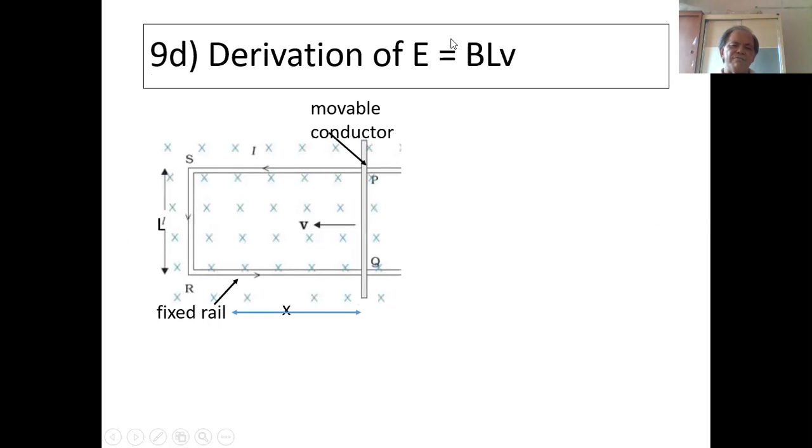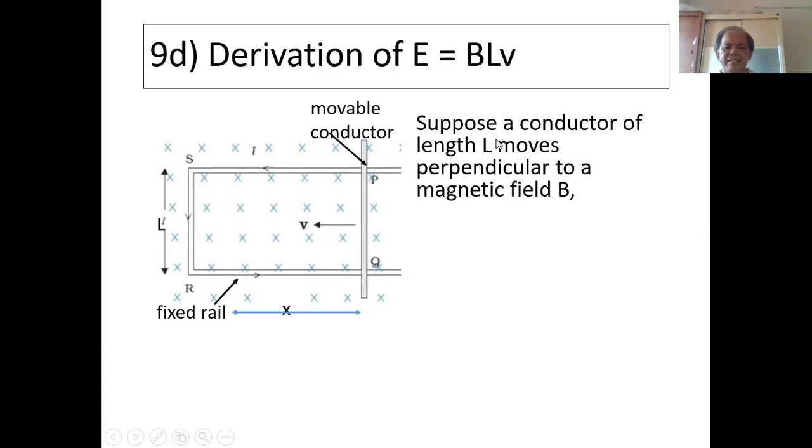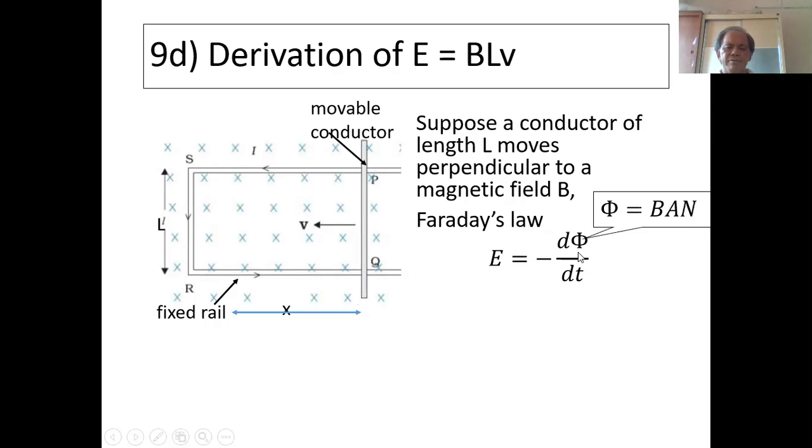Okay, let's now derive the formula E equals BLV. Suppose the conductor of length L moves perpendicular to the field. The field is going in. Remember, L is just PQ. You move it to the left with velocity V. Applying Faraday's law, E equals minus d phi by dt, and remember phi is just BAN.